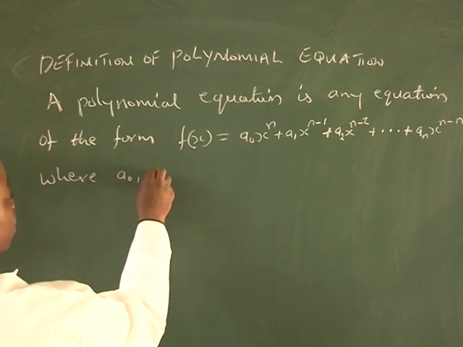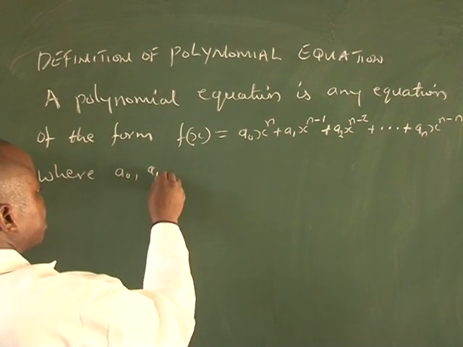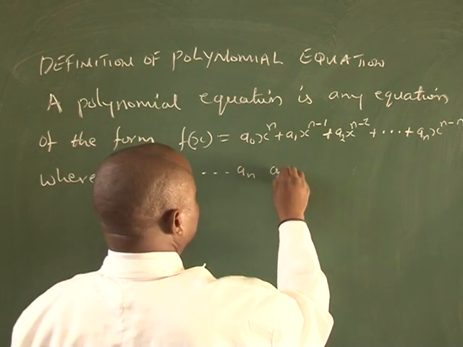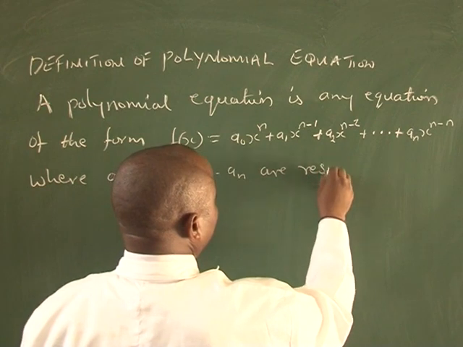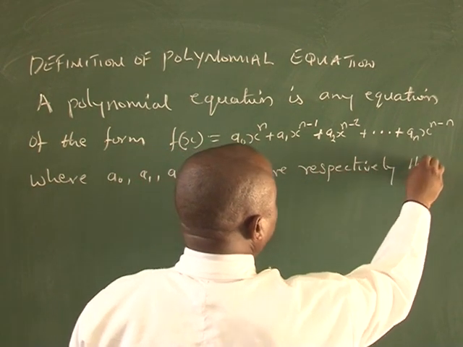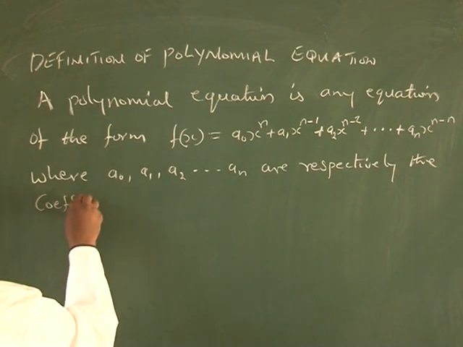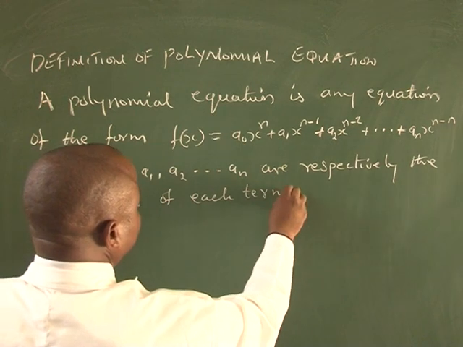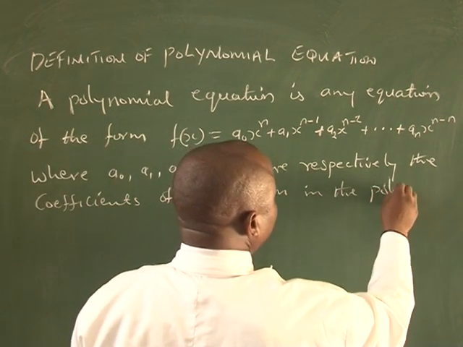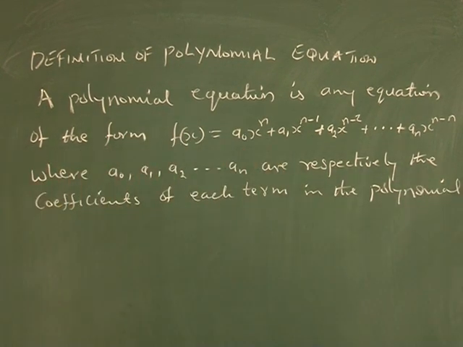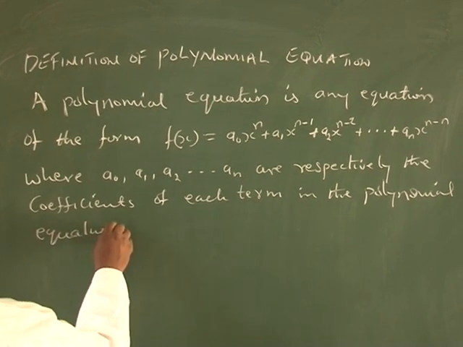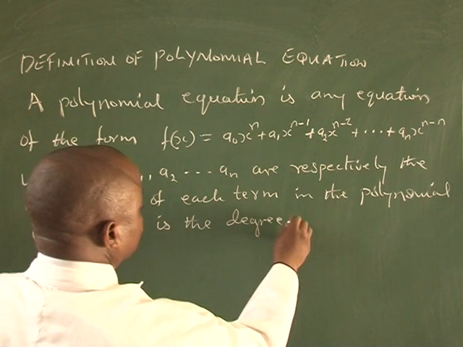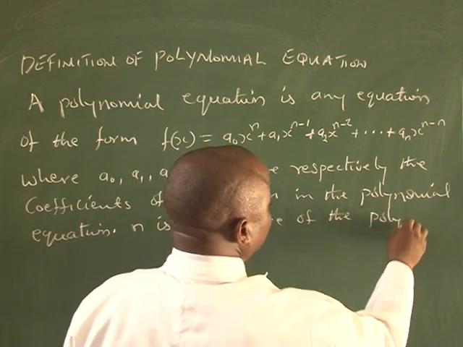a subscript 0, a subscript 1, a subscript 2, till we have a subscript n are respectively the coefficients of each term in the polynomial equation. n is the degree of the polynomial.